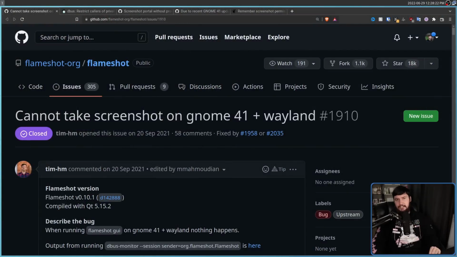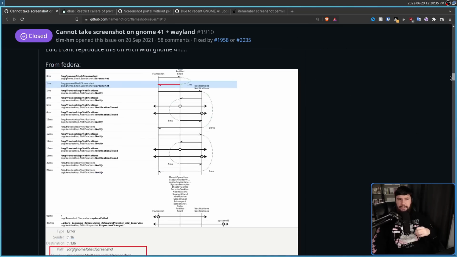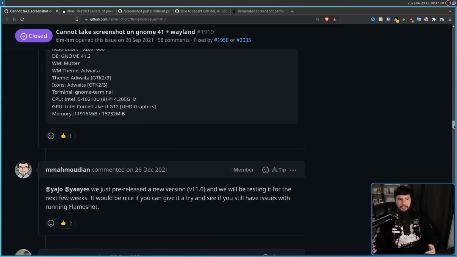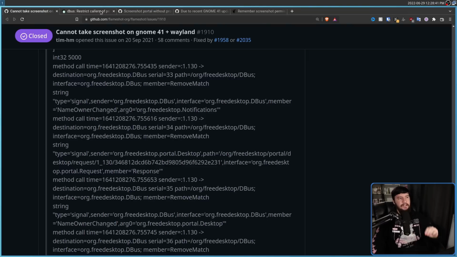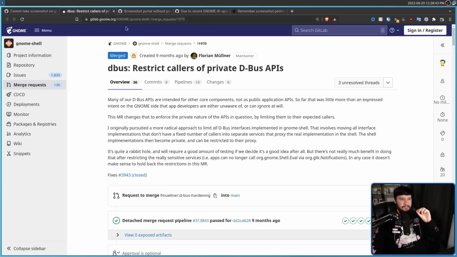of Flameshot with this issue here: Cannot take a screenshot on GNOME 41 plus Wayland. Initially what this was about was the fact the API had changed, it had to move over to the desktop portal, but eventually it shifted into the fact that every time you want to take a screenshot, you have to use that share dialog. The reason for that is this merge request here: D-Bus restrict callers of private D-Bus APIs.